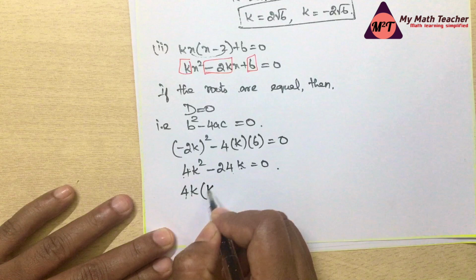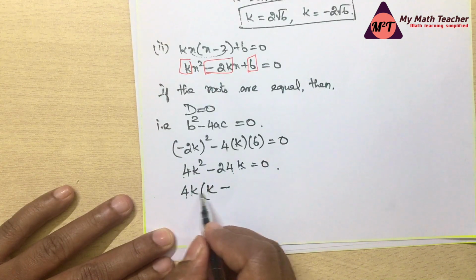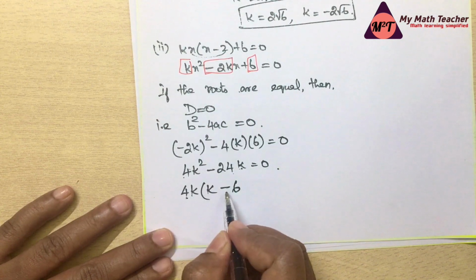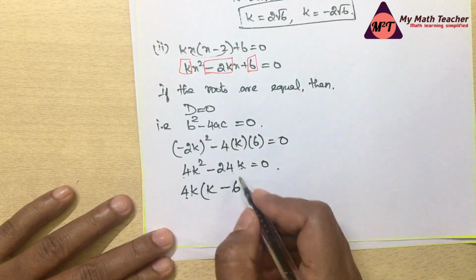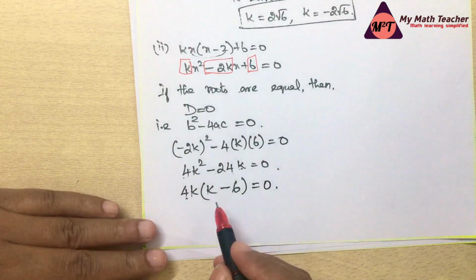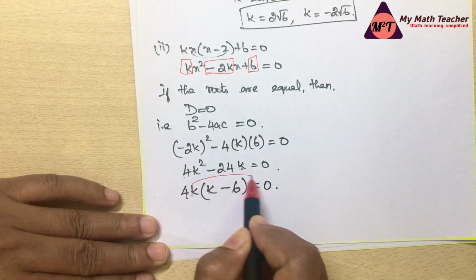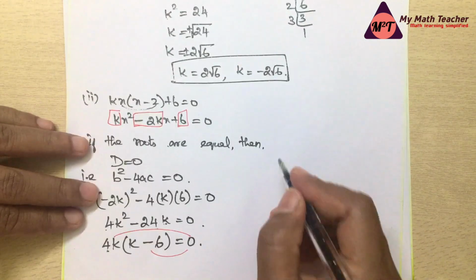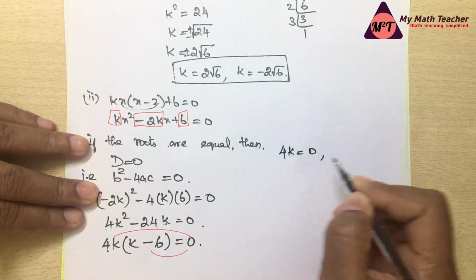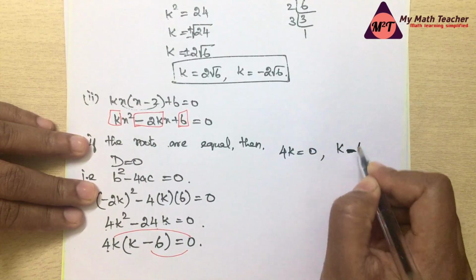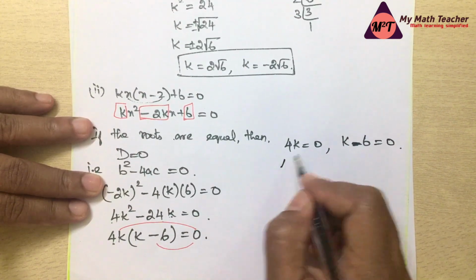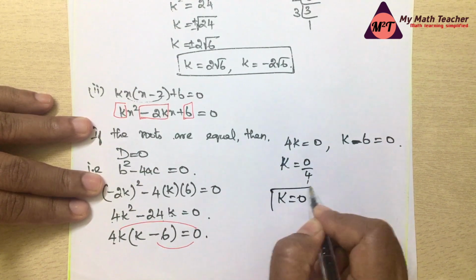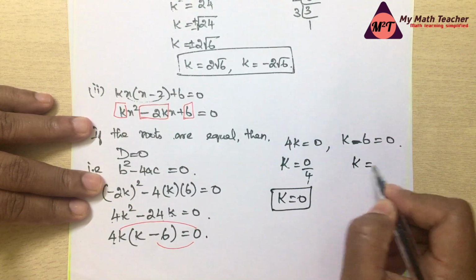What is left out here? k minus, you can multiply and check. 4k into k is 4k square, minus 4k into 6 is 24k, which is equal to 0. Now you can equate separately. 4k is equal to 0 and k minus 6 is equal to 0. 4k is equal to 0 means k is equal to 0 by 4. k value is 0 here. Okay. Now here k is equal to 6.